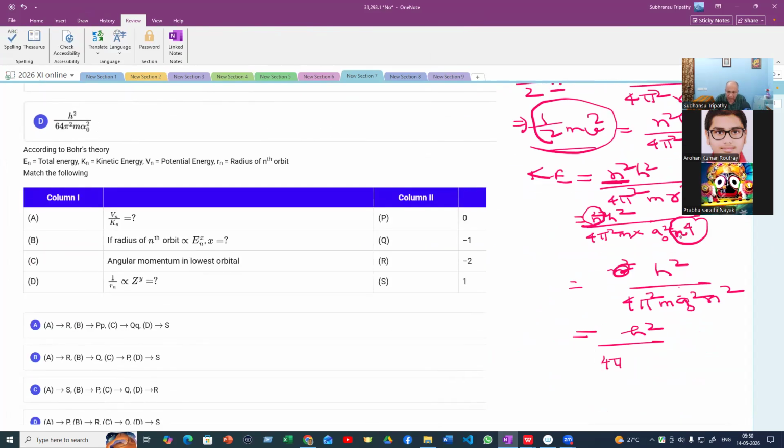pi square m a naught square into 2 squared. So 2 times 2 is 4, 4 times 4 is 16. So a square by 16 pi square m a naught square.